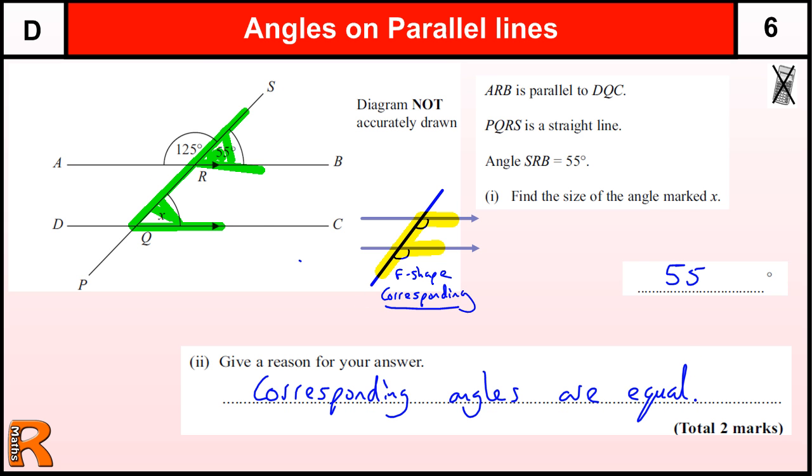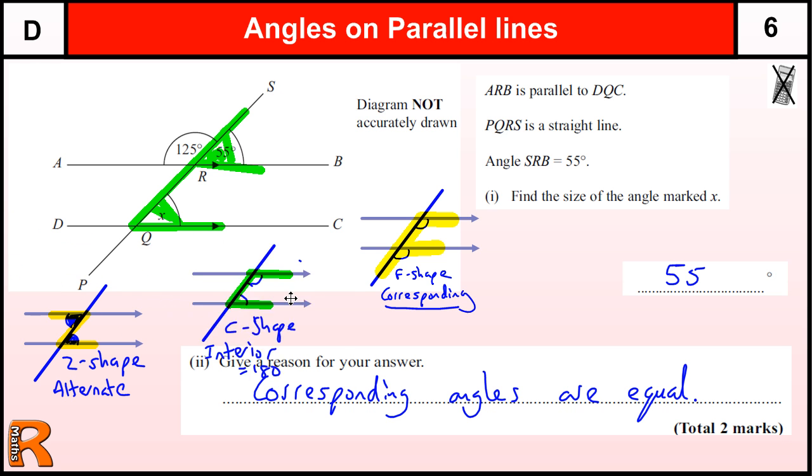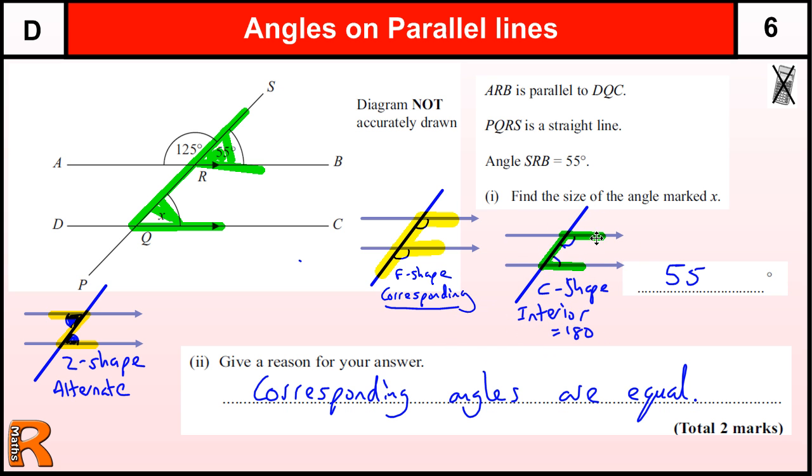Now there are three different rules we can use in parallel lines. That's one of them, the F-shape, corresponding angles. The other favourite one is the alternate angle, Z-shape, where you have this shape here, not used in this question. And then you have the third type, which is when you've got interior angles. In the Z-shape they're equal, and the F-shape they're equal, and with the C-shape, the interior angles, the two angles on the inside, this angle here plus this angle here, add up to 180.